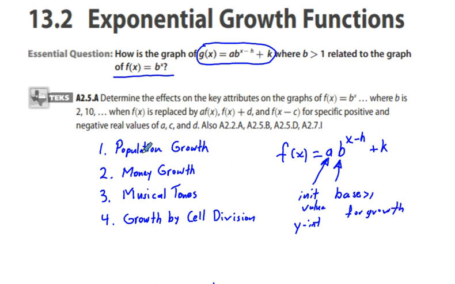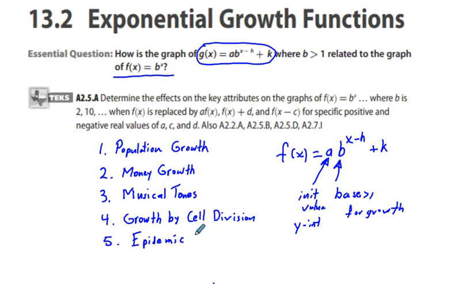Now, as far as the real-world uses of exponential functions, exponential growth functions in particular, there are many, and I'm just going to list 4 and an additional bonus today. Population growth, money growth, the world of finance, musical tones, growth by cell division. And there's going to be a 5th I'm going to add here. We have a coronavirus epidemic in process right now, and we will say epidemic growth.